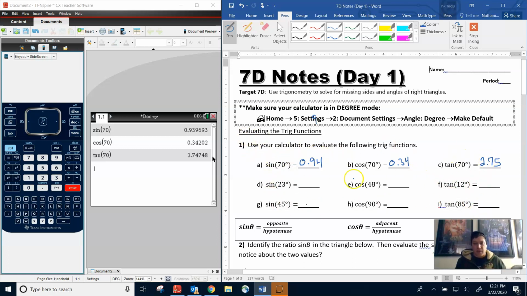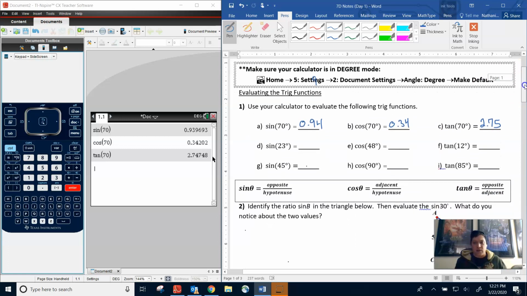Now I want you guys to try to plug in the rest of these, and you can check your answers on the inked version.